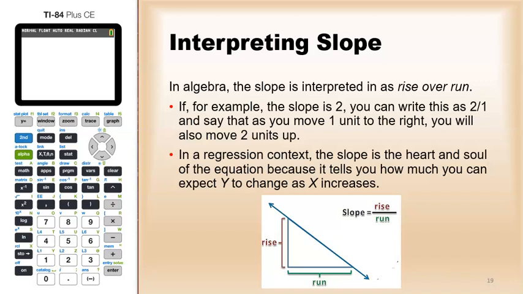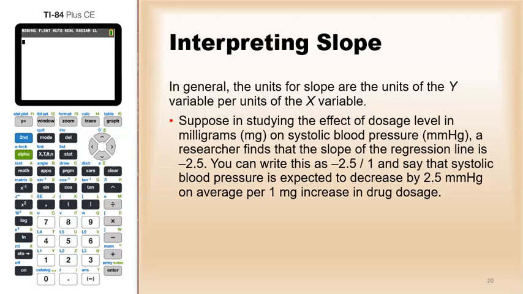In a regression context, the slope is the heart and soul of the equation because it tells you how much you can expect y to change as x increases. In general, the units for slope are the units of the y variable divided by the units of the x variable.